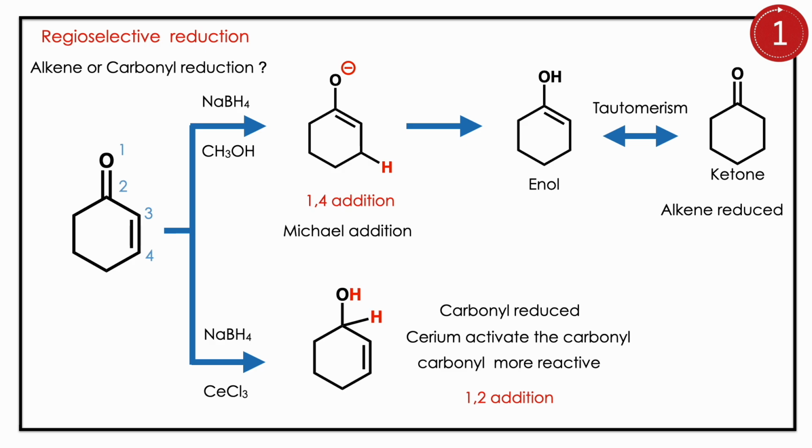On the contrary, if you use cerium chloride, it can activate the carbonyl. It promotes the 1,2 addition. So cerium promotes 1,2 addition. Without the cerium, Michael addition happens. The concept you have to learn here is you can control the regioselectivity by the choice of the reagents.